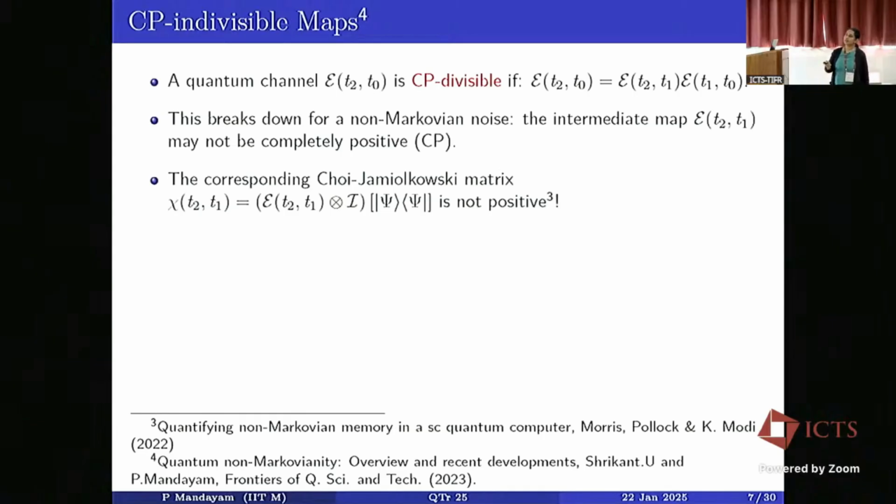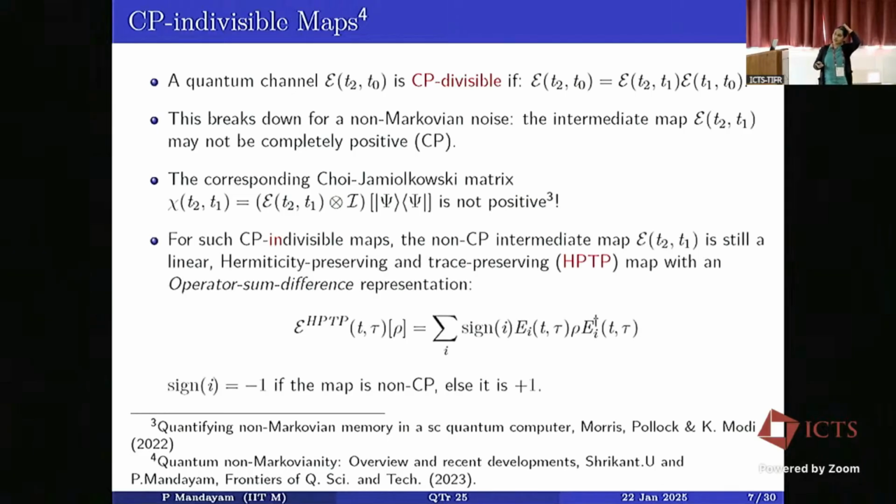So how does one see signatures of this? Well, very simply put, the corresponding Choi matrix for this channel for these intermediate times is not going to be positive, right? And this was something that was observed in an experiment done with one of the IBM processors some time ago. There's this reference which talks about quantifying non-Markovian memory in a superconducting quantum computer. So this is an effect that one does see in real world quantum processors today as well, right?